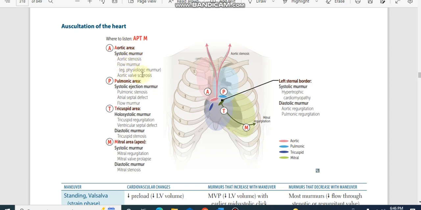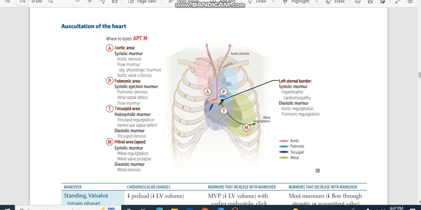Okay, so we can see here that in the aortic area, we can hear the sounds of aortic stenosis and aortic valve sclerosis. Pulmonary area, pulmonary stenosis. Okay, this is higher level, just leave it for a second. Then tricuspid, we have the tricuspid regurgitation, tricuspid stenosis. Then we have the mitral regurgitation, mitral valve prolapse, mitral stenosis. Now, everything related to mitral will be heard in the mitral area, and corresponding to every valve, the pathology will be heard in that area.